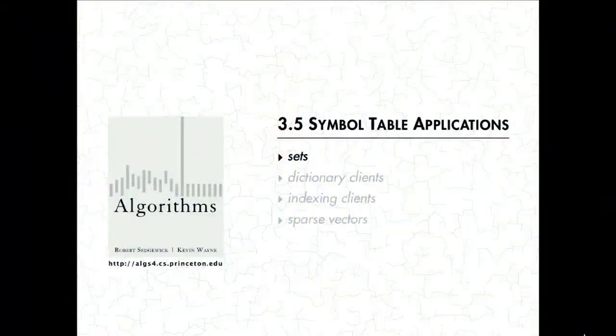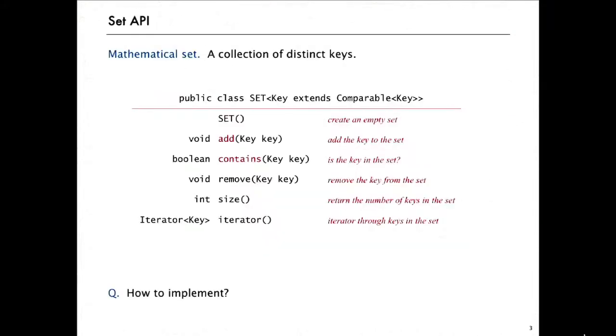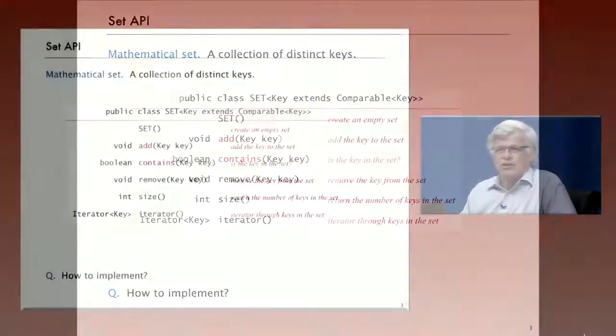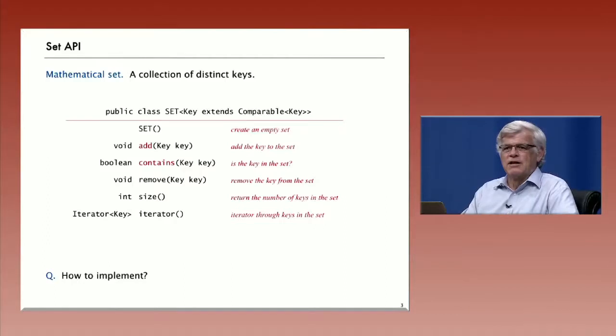Welcome back. Today we're going to look at some symbol table applications to give you some idea of how symbol tables might be used by client programs for practical problems. First one we'll look at seems even simpler than regular symbol tables, and that's about sets. So a mathematical set is just a collection of distinct keys. There's plenty of applications where we want to just be able to implement this really simple API.